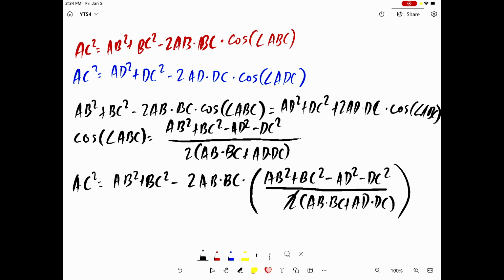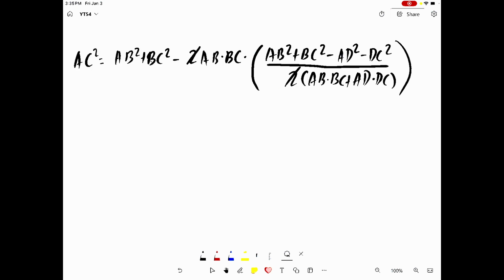So now all we have to do is cancel out the 2's. And now we're going to make everything have a denominator of AB times BC plus AD times DC. That's going to be pretty simple enough. We just multiply AB squared plus BC squared times AB plus BC. So now that we have this, we can quickly solve.